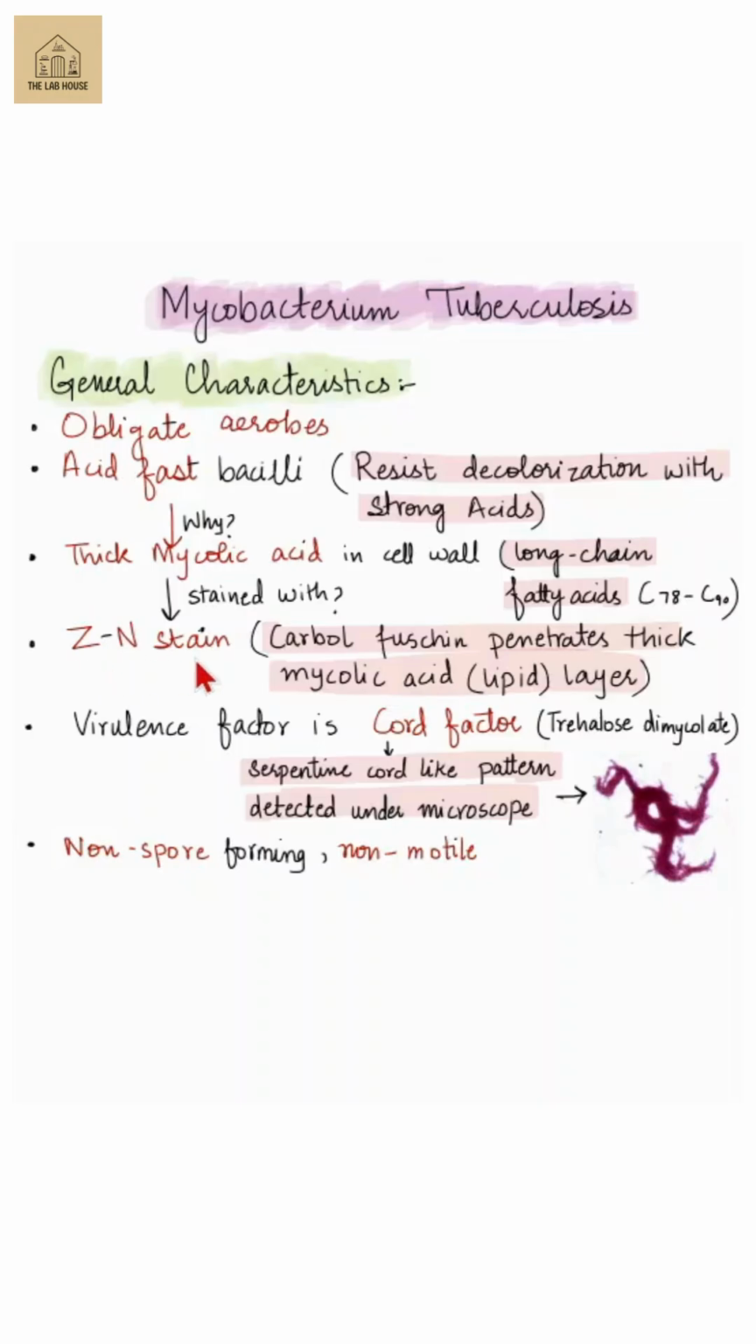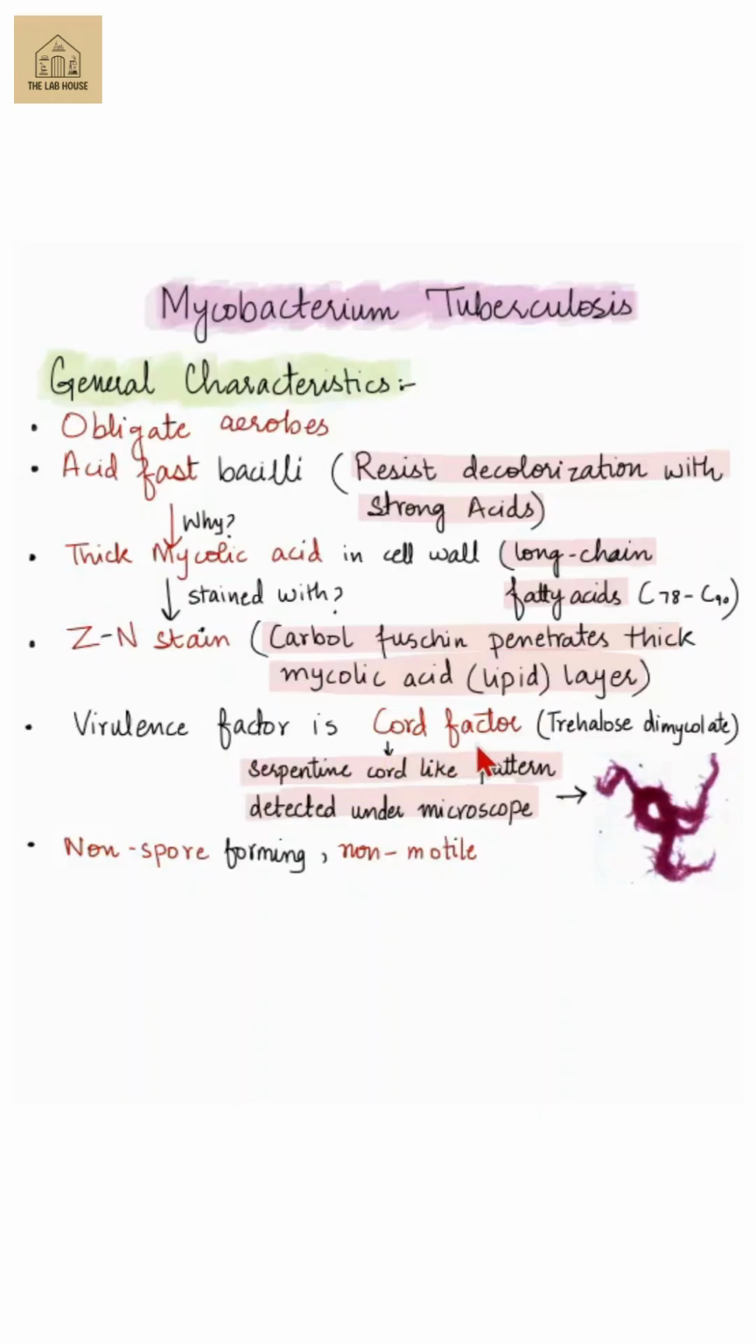because the carbol fuchsin in the ZN stain can penetrate the thick mycolic acid lipid layer deeply and will stain the bacteria red. The virulence factor of Mycobacterium tuberculosis is the cord factor. As we know, virulence factors are those factors through which the bacteria can cause the disease, spread the disease and survive inside the host.